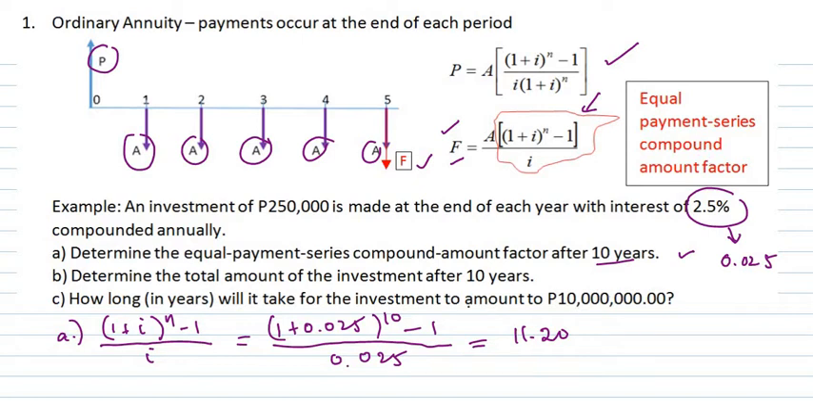Now for letter B, determine the total amount of the investment after 10 years. By the way, if we do the cash flow diagram for this particular problem, we have an investment of 250,000 made at the end of each year. So that will be our annuity, at the end of each year with interest compounded annually. So letter B, determine the total amount of the investment after 10 years.